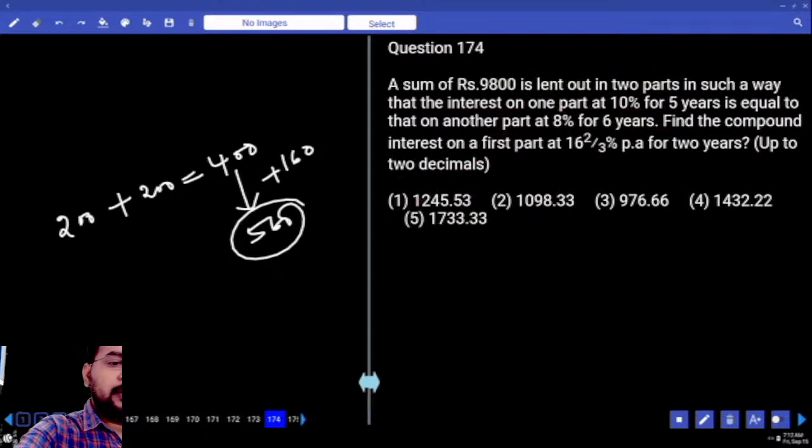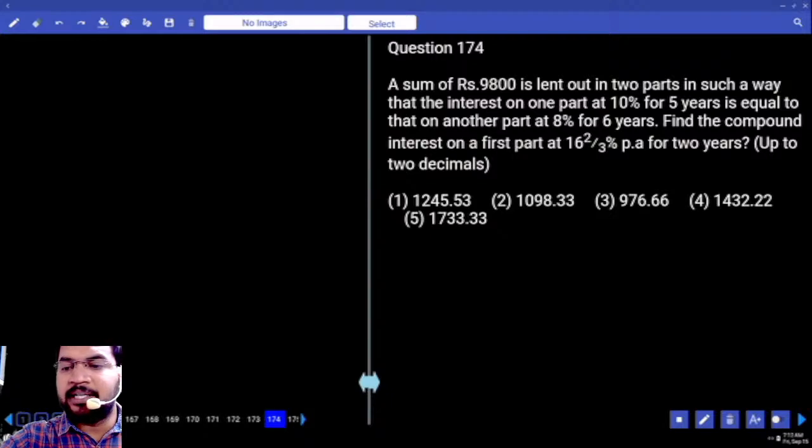Next. A sum of 9,800 is lent out in 2 parts in such a way that the interest on the first part at 10% for 5 years is equal to the interest on the other part at 8% for 6 years. Find the compound interest on the first part at 16 2/3% per annum for 2 years. So which one is equal here? Interest is equal, right? First part interest and second part interest are equal. Are you clear or not?